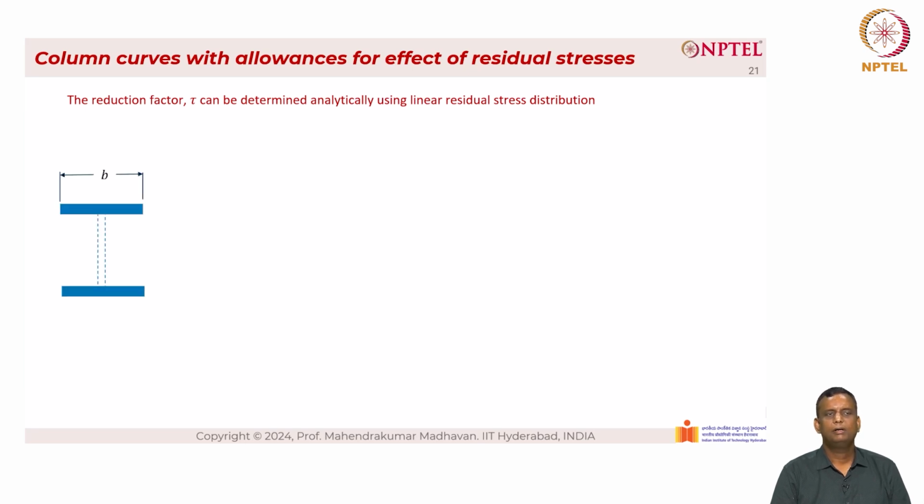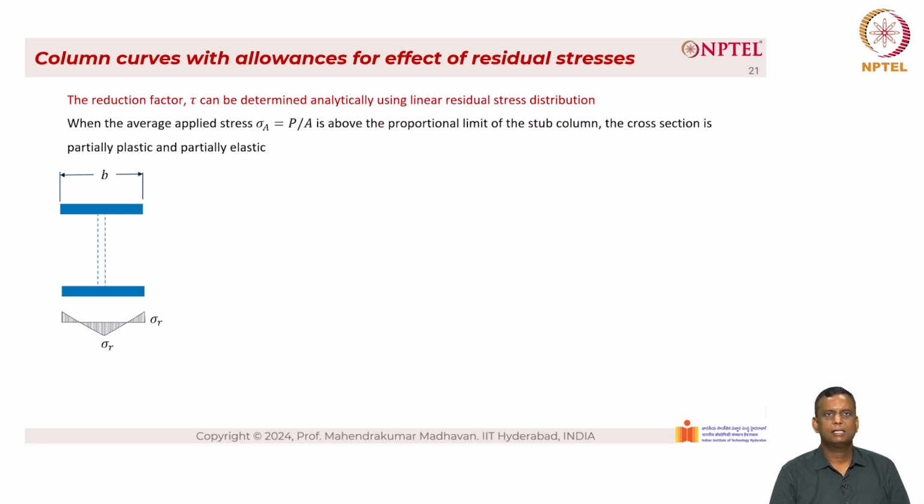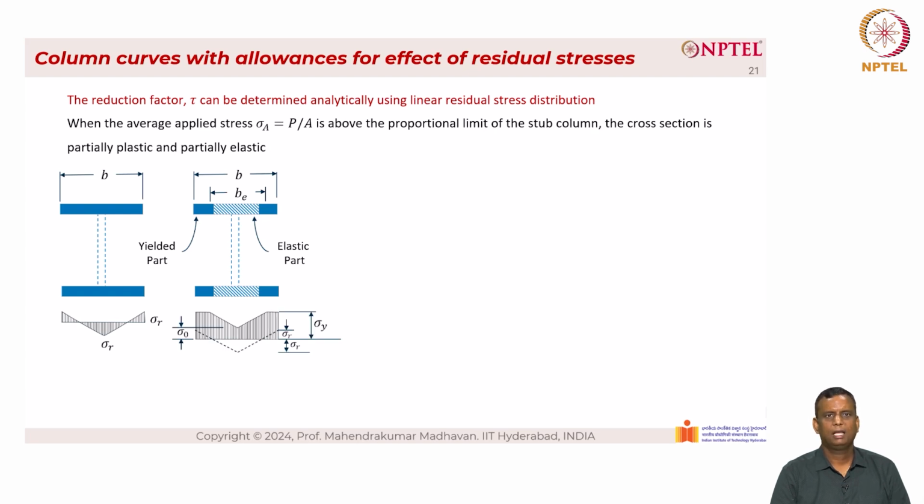So we have a flange whose width is B and whose residual stress distribution is given below. When the average applied stress sigma_A equal to P by A is above the proportional limit of the stub column, the cross section is partially plastic and partially elastic. This can be shown in the figure that is seen here. The solid portion is the yielded part and the portion that is hashed is elastic. And the stress distribution is shown below. Sigma naught is the stress at the proportional limit.